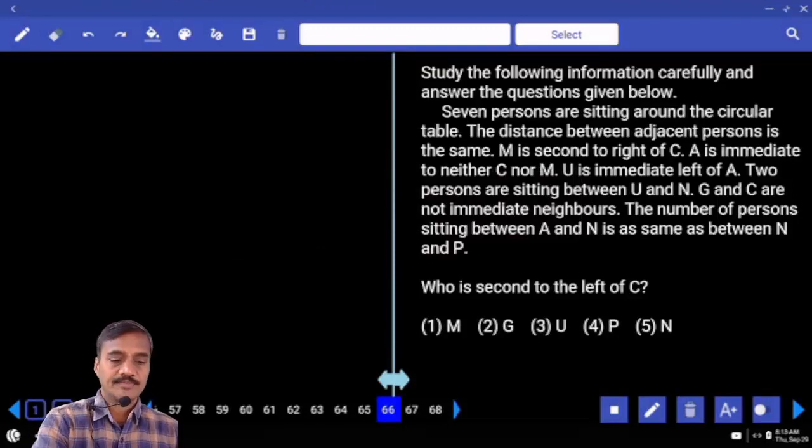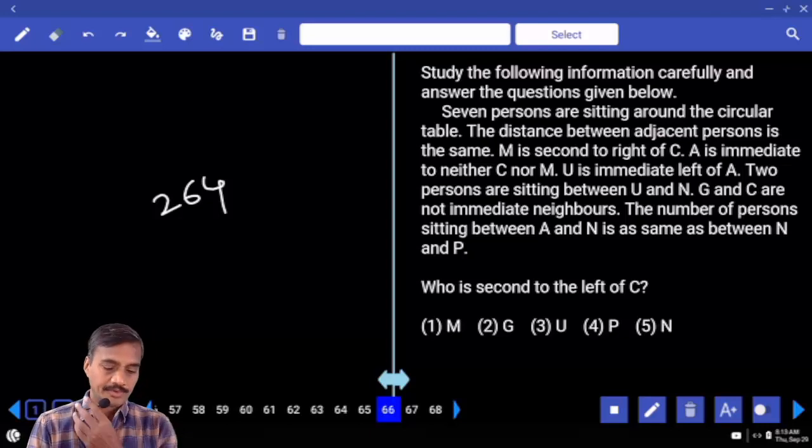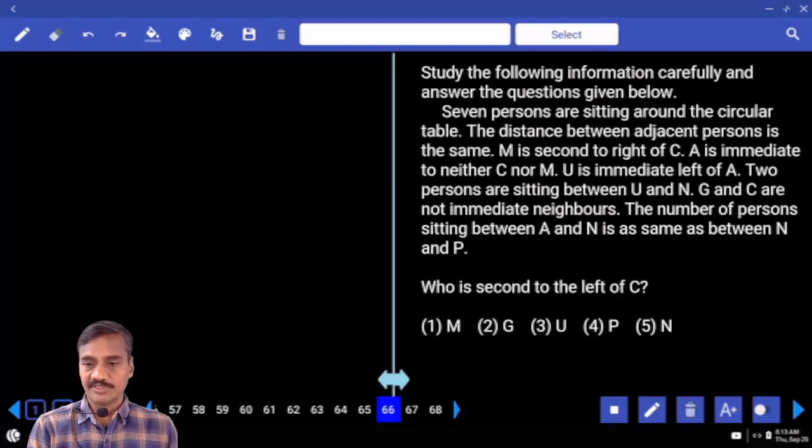Now paper number 264. Now in this question number 66, it is based on circular arrangement. How many persons are there?